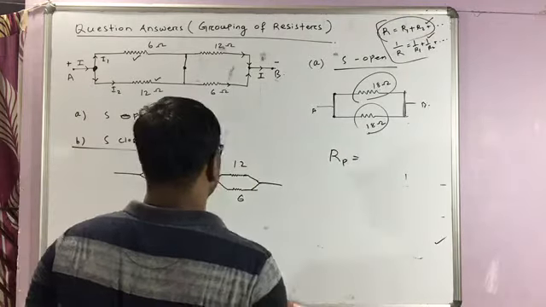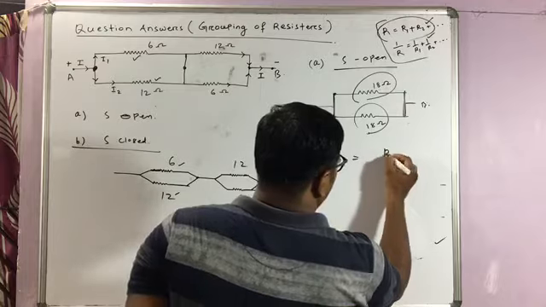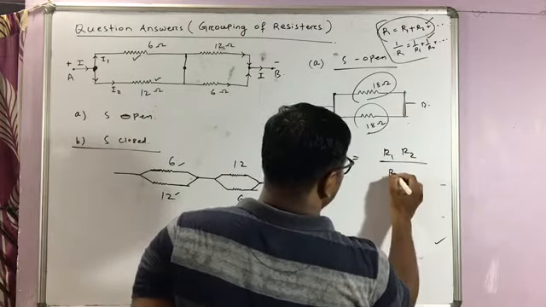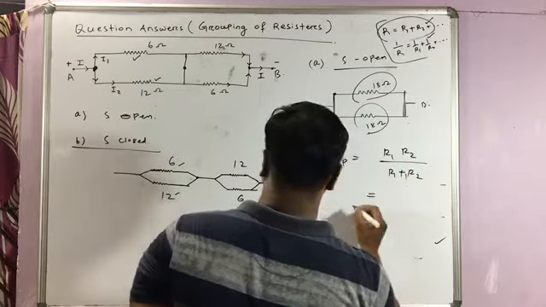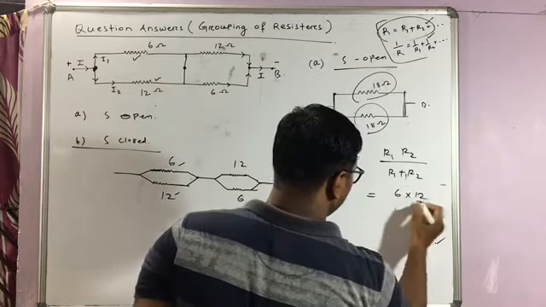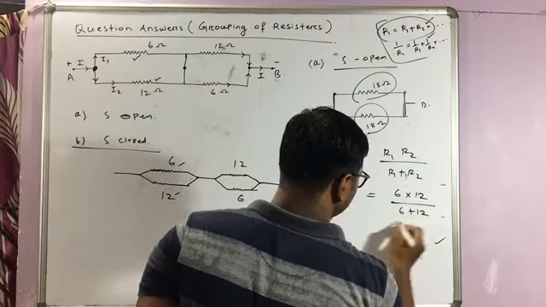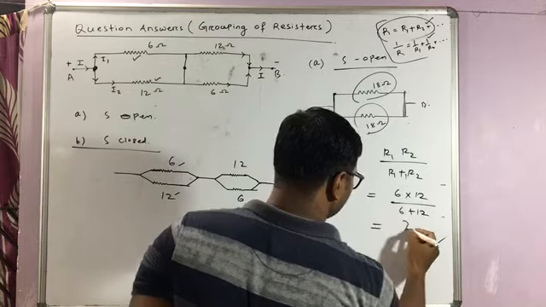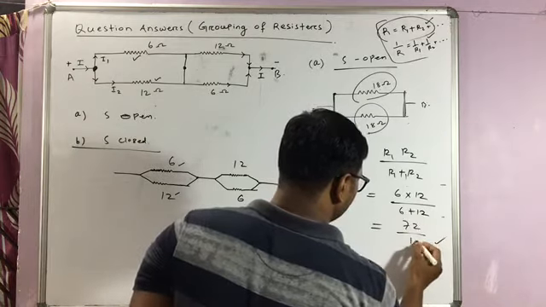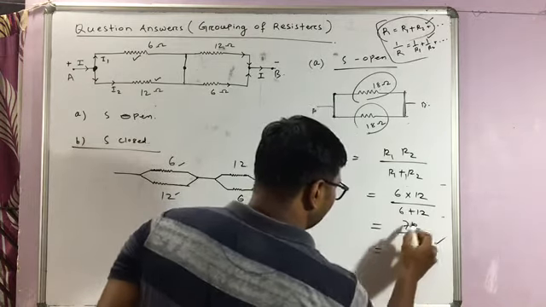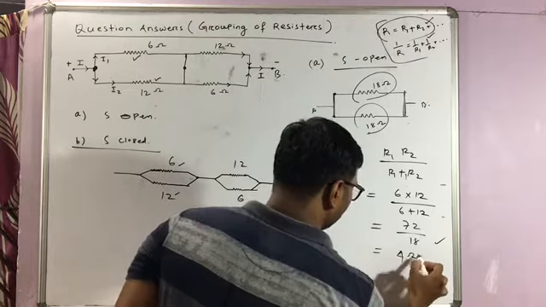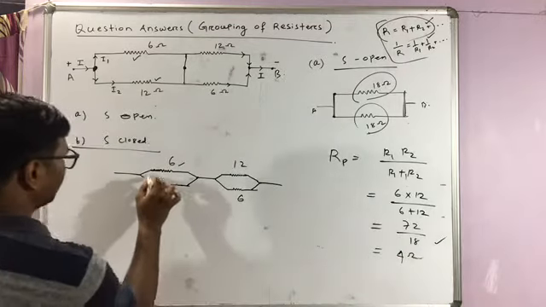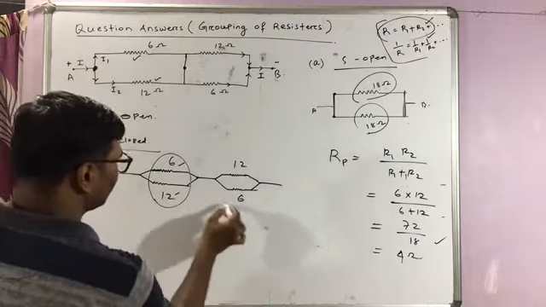Rp is equal to R1 R2 by R1 plus R2, means 6 into 12 by 6 plus 12. 12 into 6, 72, by 18. The value will be 4 ohm. So it means this will be 4 ohm, this will be 4 ohm.